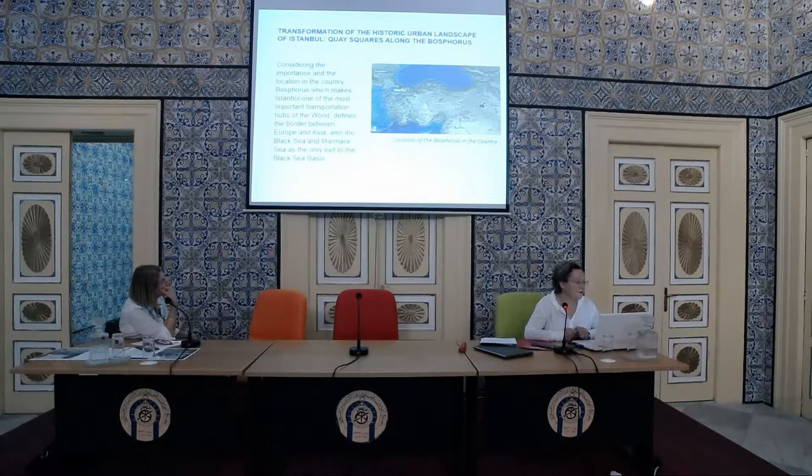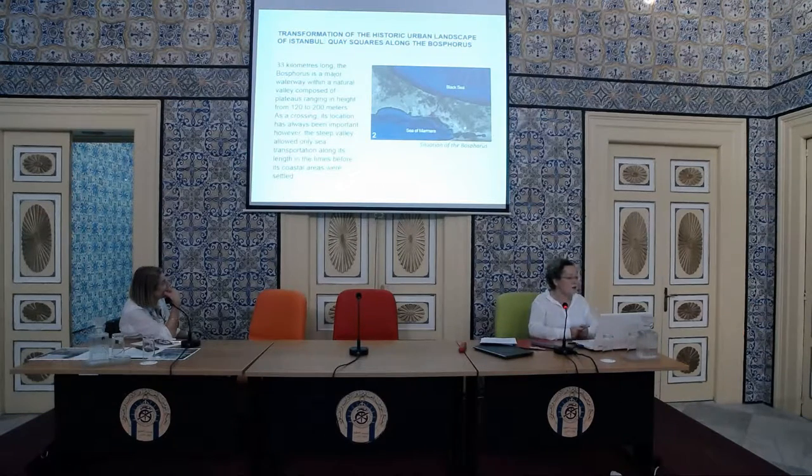Considering the importance and the location in the country, the Bosphorus, which makes Istanbul one of the most important transportation hubs of the world, defines the border between Europe and Asia, also the Black Sea and the Marmara Sea, and is the only exit of the Black Sea basin. This is the Bosphorus, this is Turkey, Istanbul, and the Bosphorus. 33 kilometers long, the Bosphorus is a major waterway within a natural valley composed of plateaus ranging in height from 120 to 200 meters. As a crossing, its location has always been important.